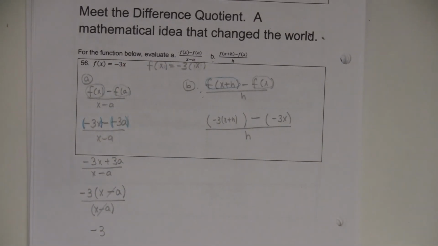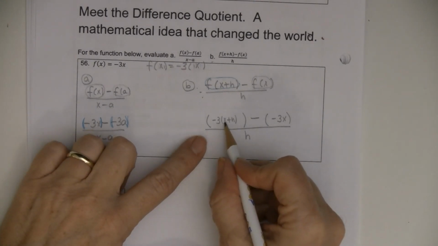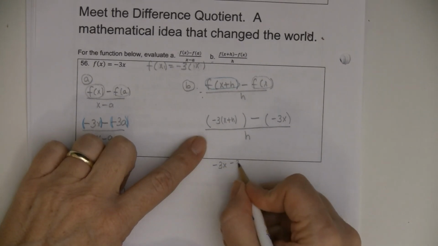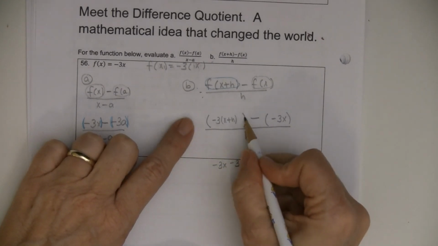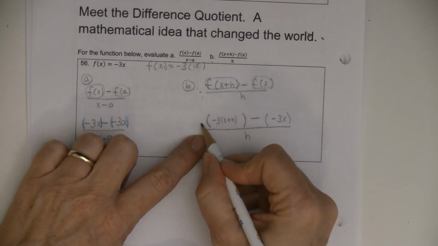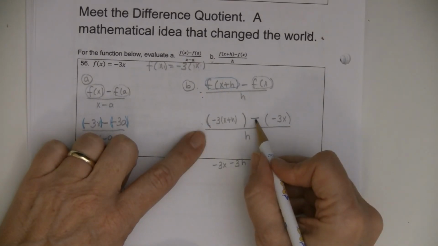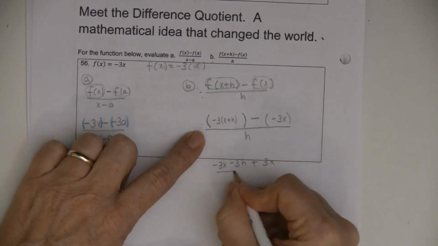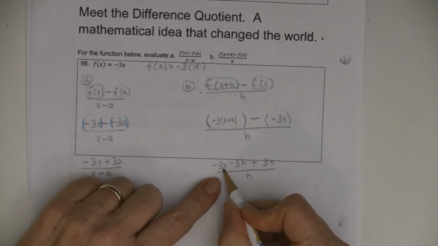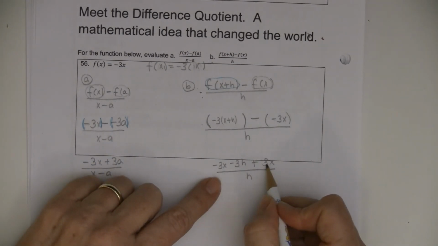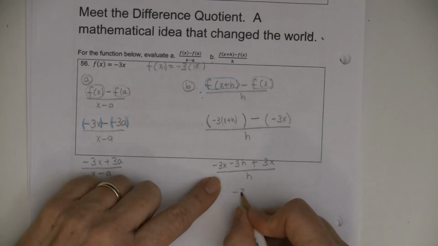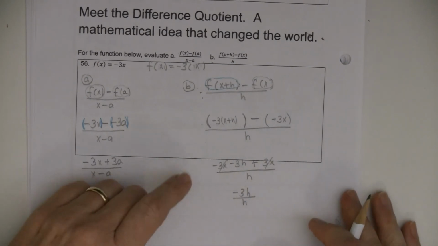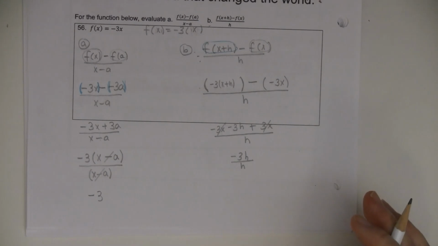And then I'm just going to clean it all up. So here, negative 3 times x is negative 3x. Negative 3 times h is minus 3h. And these parentheses here that I had weren't really needed because there's nothing in front here. And then this is a negative times a negative is a positive, so that's positive 3x all over h. And then minus 3x plus 3x is 0. And so I have minus 3h over h. So those made 0 when I combine like terms. And then h divided by h is 1, so the answer is minus 3.